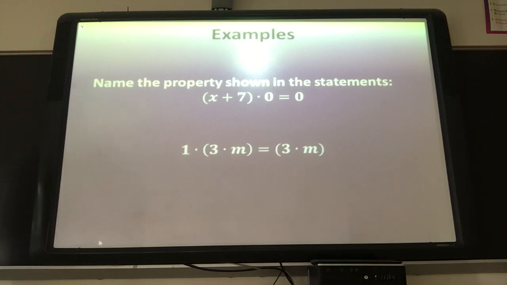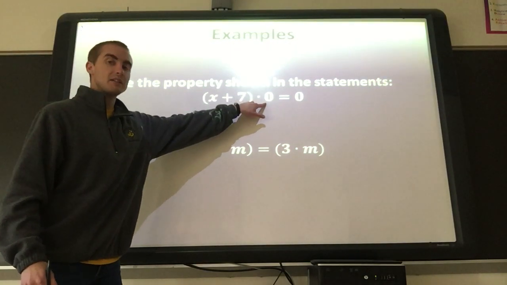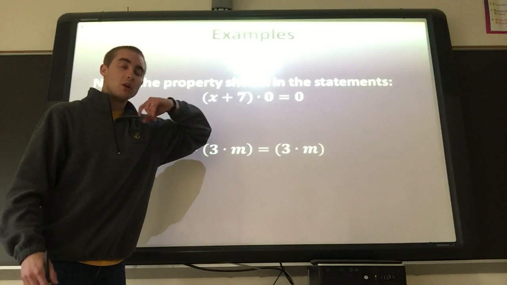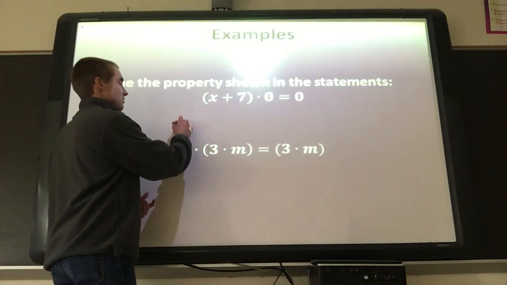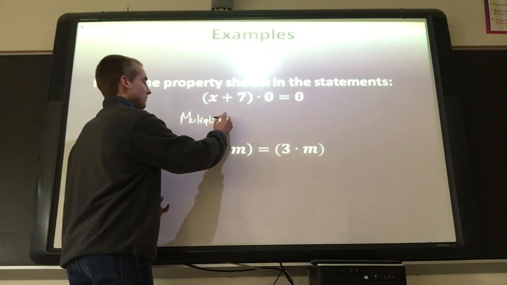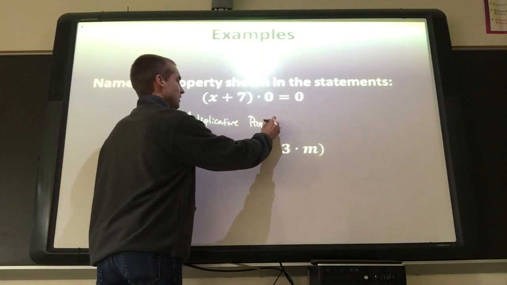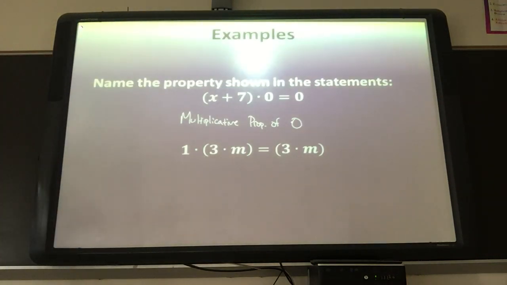All right, so this first one, notice that you're taking this and multiplying it by 0, and when you multiply it by 0, your answer is 0. Well, looking back at our chart, if you multiply something by 0 and you get 0, that is called the multiplicative property of 0.